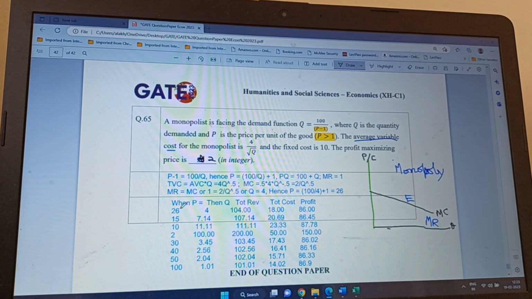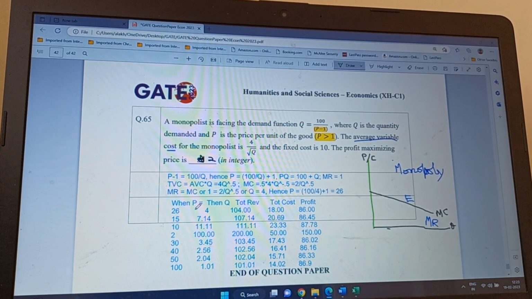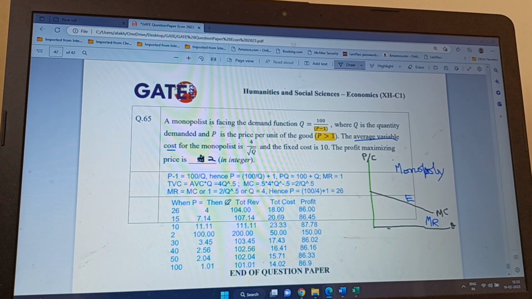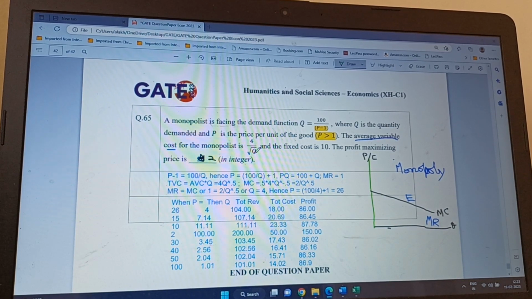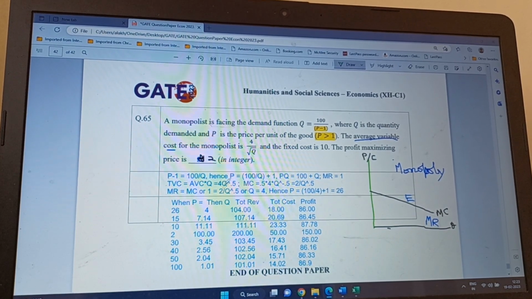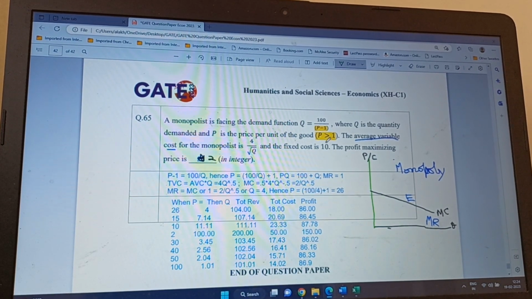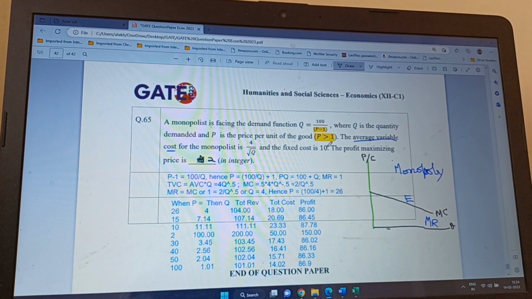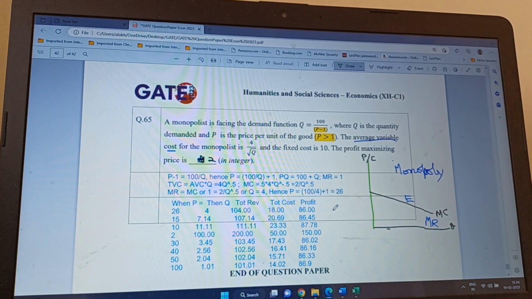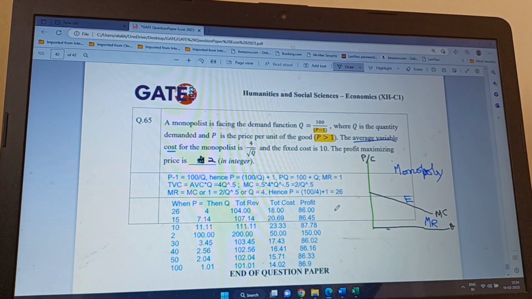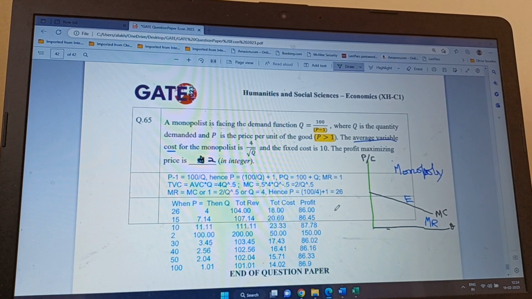So I checked, okay, let's see what happens when P is equal to 26. When P is equal to 26, then Q is equal to 4. Total revenue is PQ, which is equal to 104, and total cost is equal to 18, because 4 divided by root 4 is 2, so 2 times Q, which is 4. So 8 is the total variable cost and 10 is the fixed cost. So 18 is the total cost, and hence profit is 104 minus 18 is equal to 86. So I did it on Excel. So there is no error in the mathematics or mathematical value.